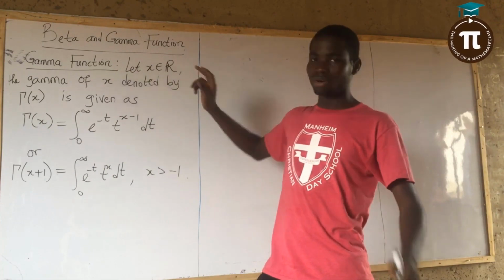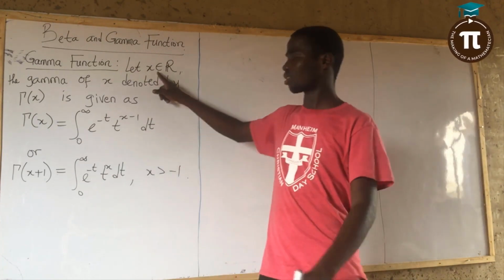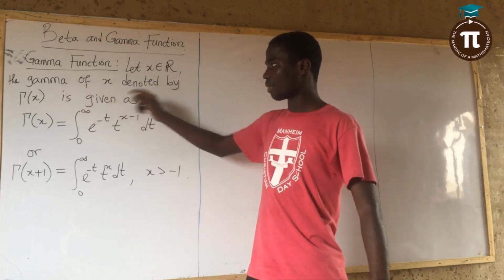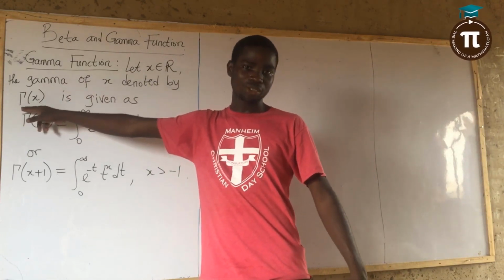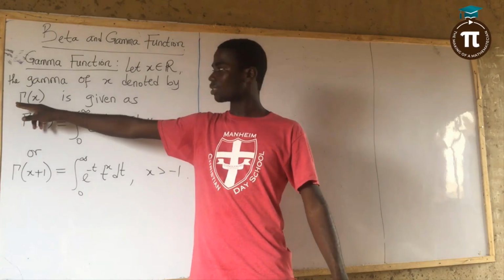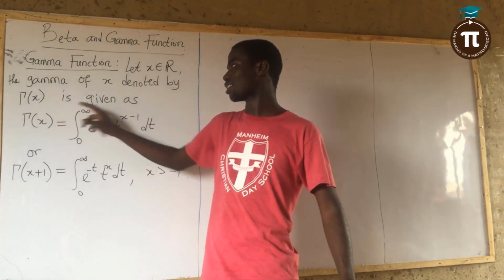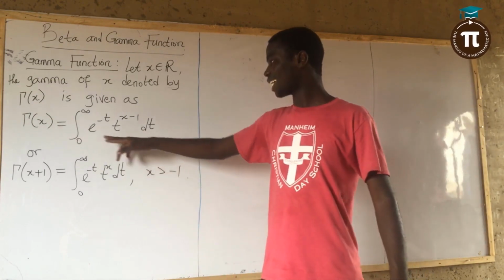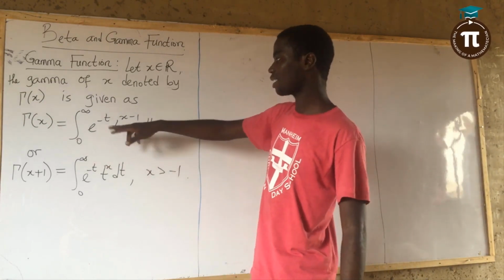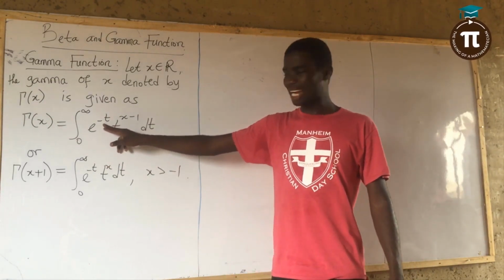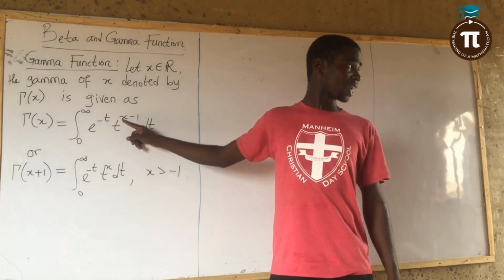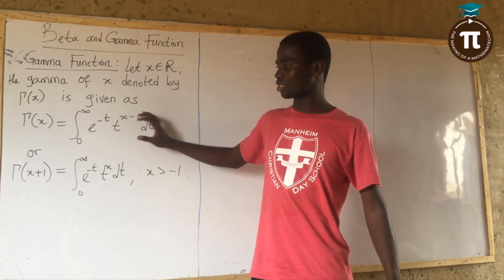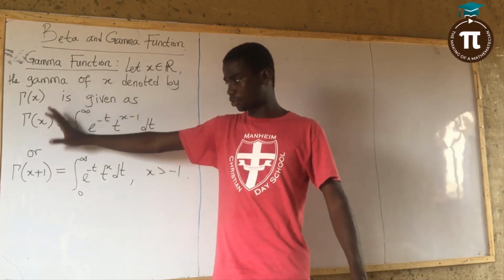Let s be in R, that is, let s come from the set of real numbers. The gamma of s is denoted by, this is how we denote gamma function. This is the gamma symbol. So gamma of s is given as this function. Gamma of s is equal to the integral from 0 to infinity of e raised to power minus t, t raised to power s minus 1 dt. So the value we obtain from this is what will be the value of the gamma function.